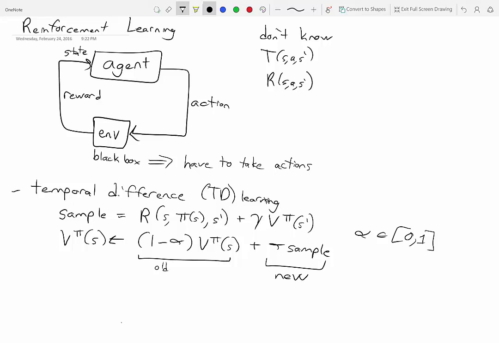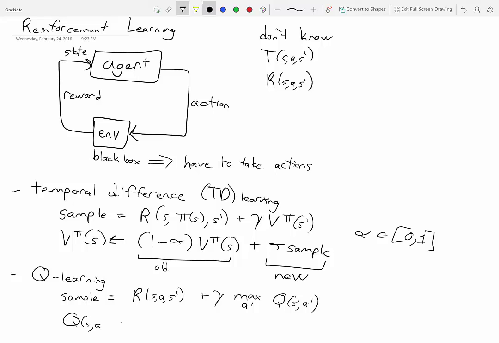Now there's also the same thing for Q values, and this is called Q learning. This is going to be very similar. We get a sample from the environment by having the agent take an action. We get a reward, R of s comma a comma s prime, plus the discounted value of where we end up. But we have Q values, so it has to be the max over Q values of s prime comma a prime. Then we do the same exact thing.